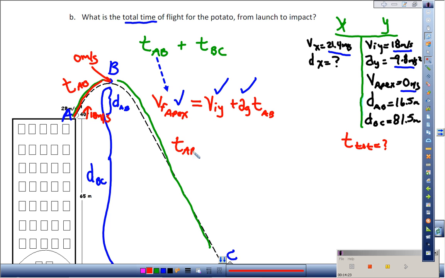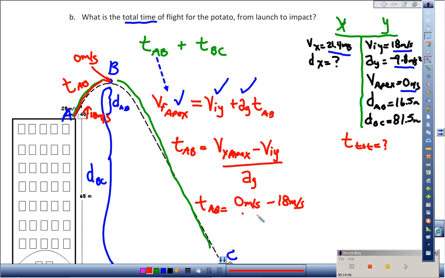The time from A to B is equal to the velocity in the y direction at the apex minus the initial velocity in the y direction divided by the acceleration due to gravity. In other words, the time from A to B is equal to 0 meters per second minus 18 meters per second divided by a negative 9.8 meters per second squared.